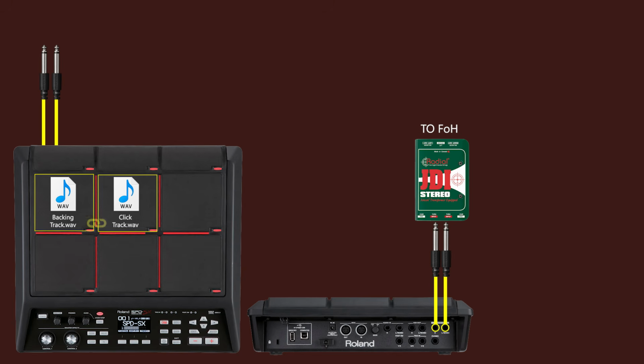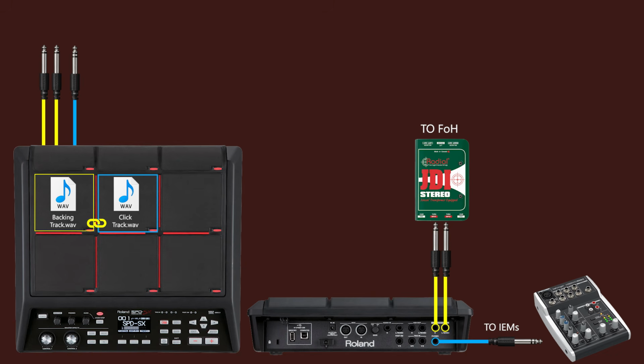Keep in mind though that the pad that's storing the click track is linked to your backing track pad, so it's going to start at the same time as the backing track. However, if you assign the click track to play only through the headphone output, you can send the click to your own personal mixer without having to run it to the front of house desk first. So that's great if you just need the click for yourself.